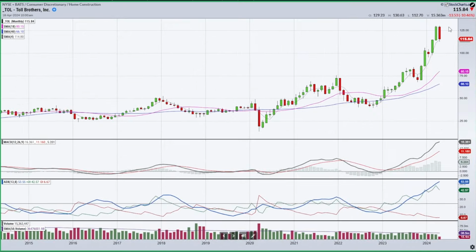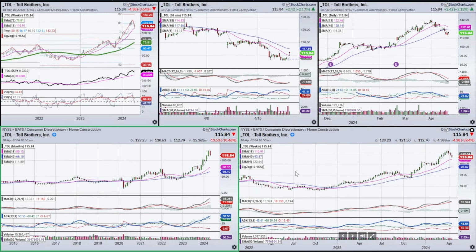You can see on the monthly, we had a last big green bar up, and now we've erased it with this last month's drop. So momentum signs are good here. I'm just more of the opinion that it's going to take a little bit of time.